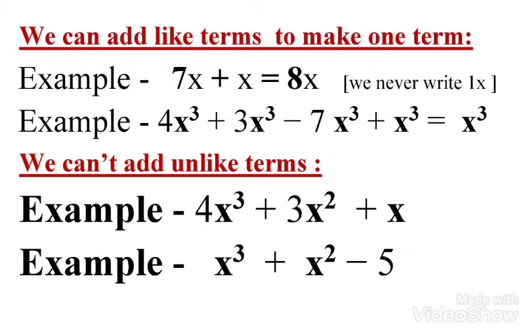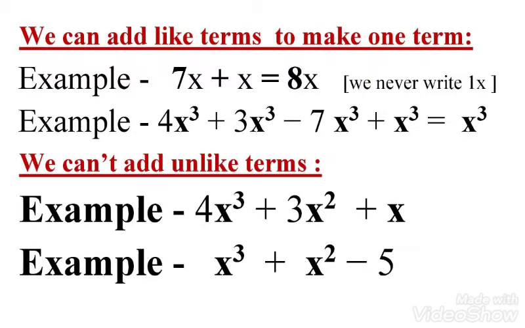Now you listen, we cannot add unlike terms. Example number 1, 4x cube plus 3x square plus x. Here although the variables are same but the exponents are different. X cube, x square, x to the power of 1 only, x. Example number 2, x cube plus x square minus y, where again the variables are the same but the exponents are different. Therefore we cannot add it.